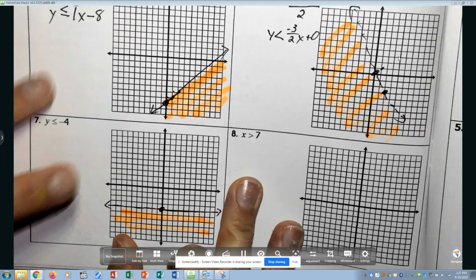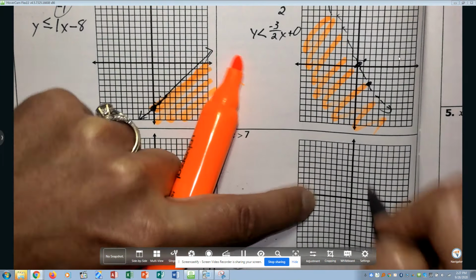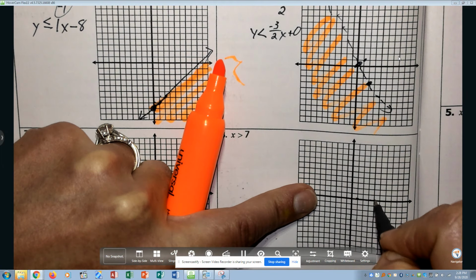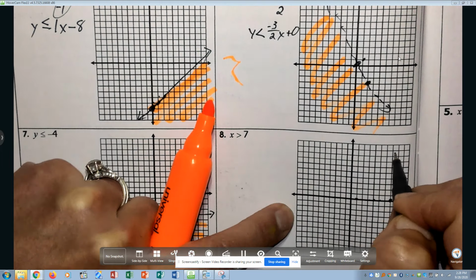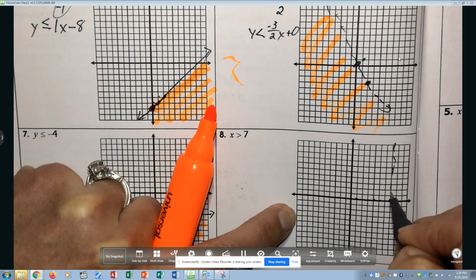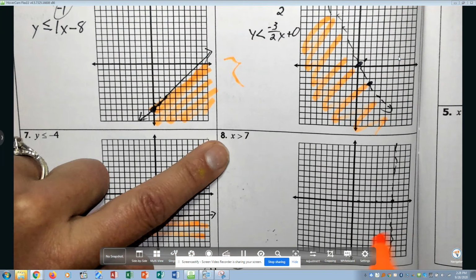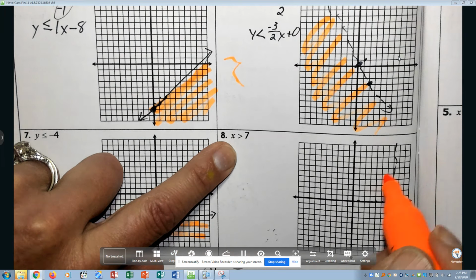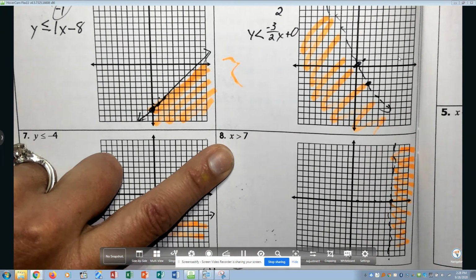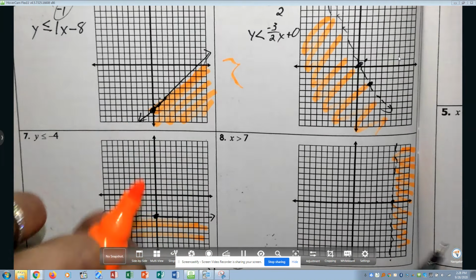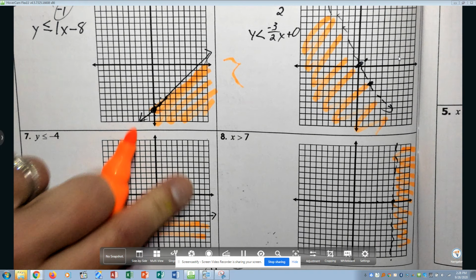This right here would be a vertical line. X is greater than 7. So 1, 2, 3, 4, 5, 6, 7. I think that's right. Dotted line. And is 0 greater than 7? No. So you shade away. So above, away. Okay. I tested 0, 0. 0 is not greater than 7, so I shaded away from 0, 0. Okay. All right.